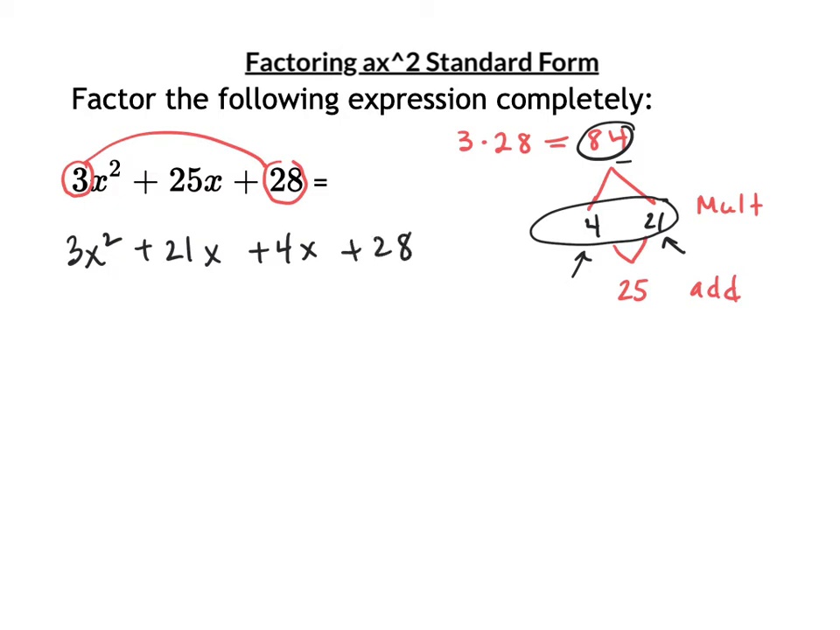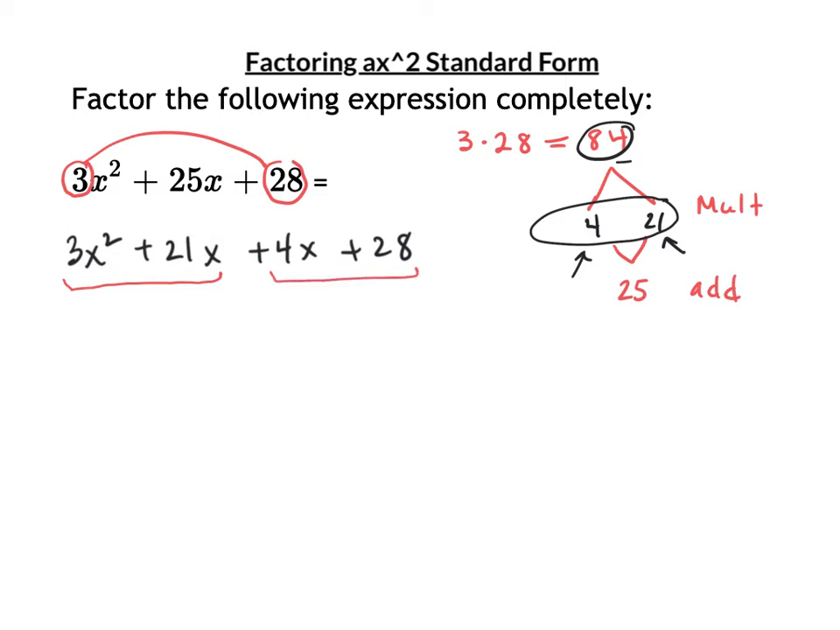Now you might just think, well, wait a sec, didn't we change the question? We did not. Look, 21x plus 4x is 25x. It's exactly the same question still. Now we can actually factor it easily. The way you do that is by grouping. You pair up the first two and you pair up the second two.